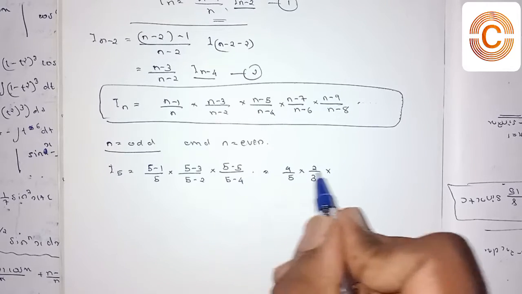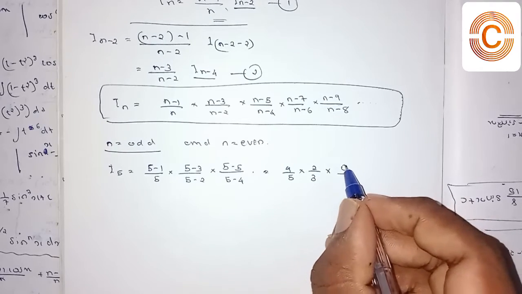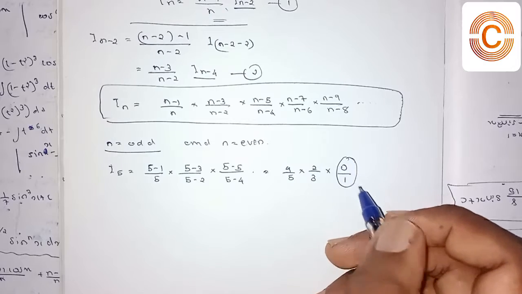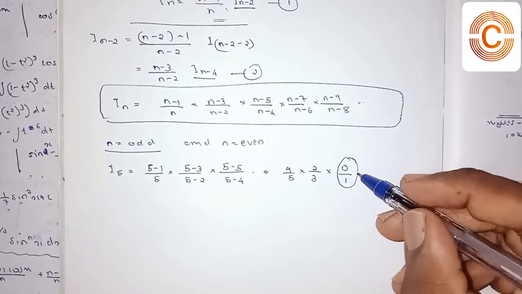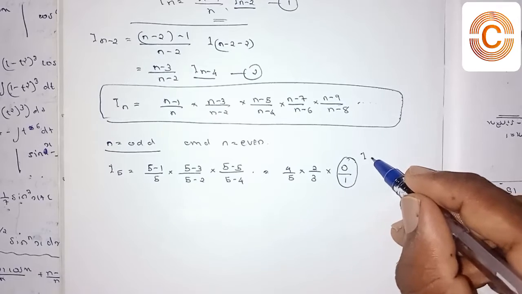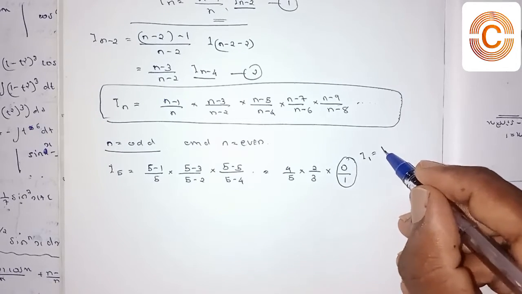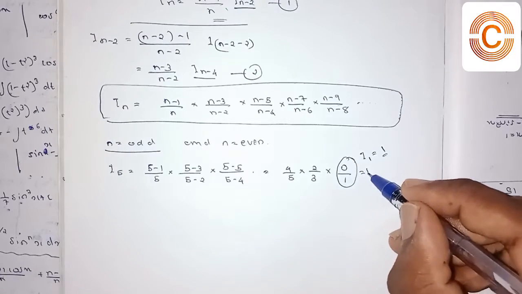That is 5 minus 5, which is equal to what? 0 here, divided by 1. So note that the value for this one is also 0. So there is no need to consider it, and when the value is 0, it is equal to the value for I1, which is equal to 1. Therefore these values imply that it is equal to 1 here.